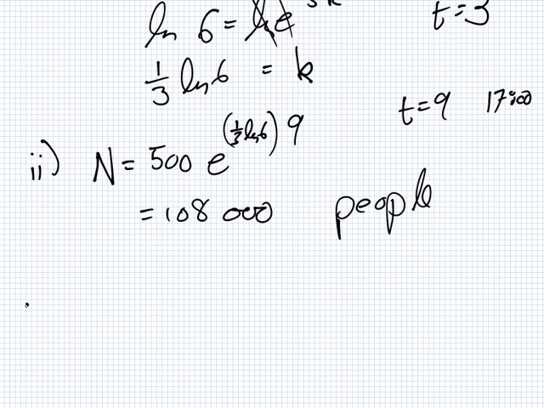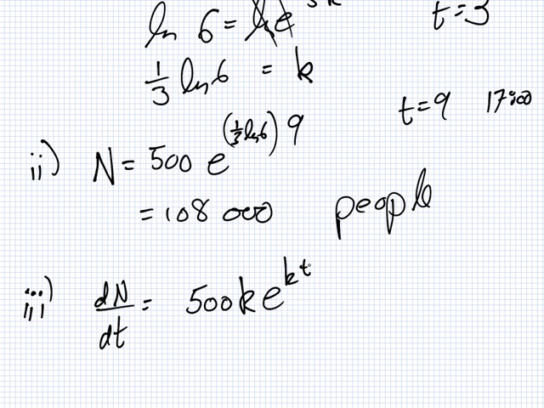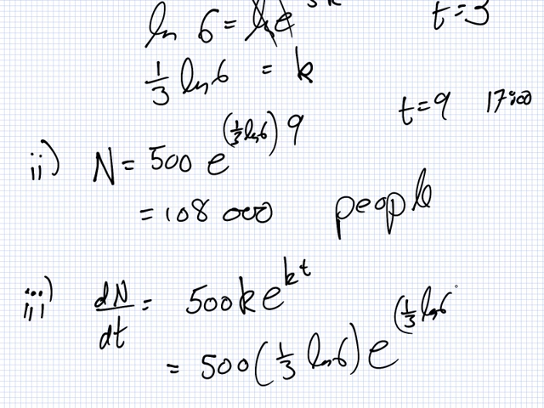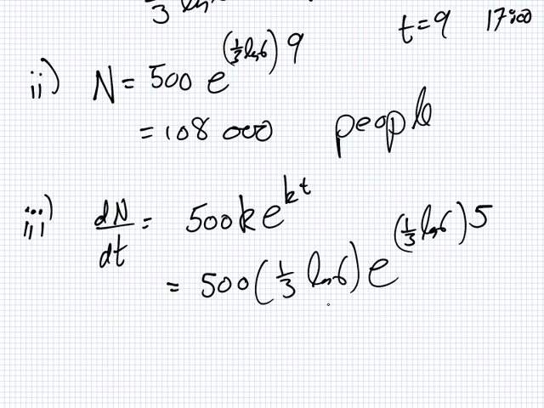Okay, part 3. Oh, the unit can affect our mark? Correct. What's the derivative here? We bring the power down, so 500K E^(KT), but of course we know what the K is. And in fact we know what the T is. What's the T? 5. So this is 500 times a third log 6 times E^(a third log 6 times 5). Okay, I'll trust you. Do you have it? 5916.25. Okay, so we'll see that's 5916 then, yeah?